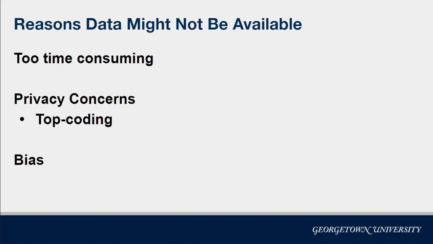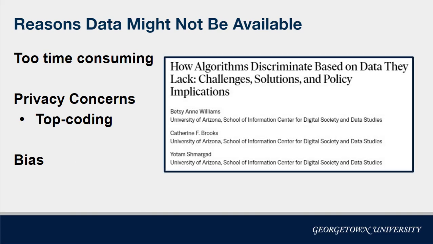The third reason data might not be available is that data is sometimes not collected because of bias. This is a significant issue across disciplines. For instance, clinical research has shown that patients' reactions to medical treatments vary depending on race, ethnicity, and gender, so a lack of diversity of research participants can have serious consequences.